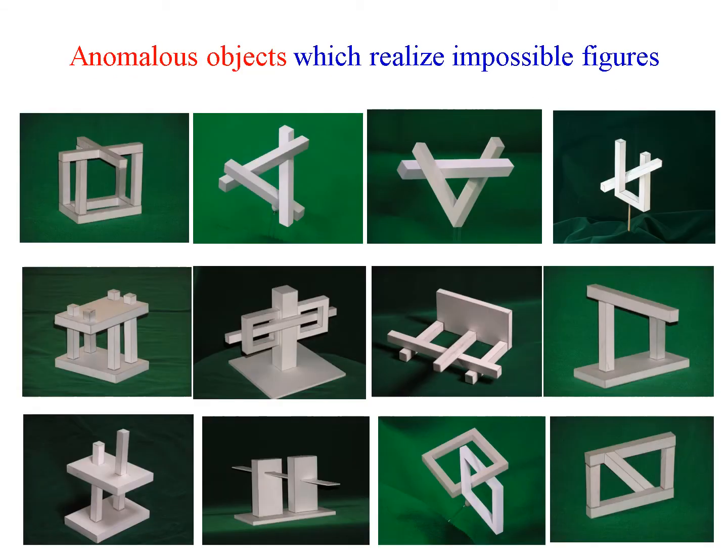Using the same trick, we can construct real 3D objects from various impossible figures. We call them anomalous objects because impossible figures are also called anomalous pictures. This is the first class of impossible objects.